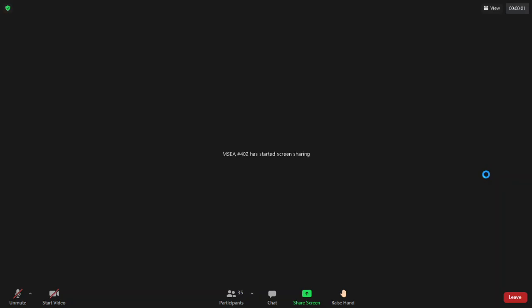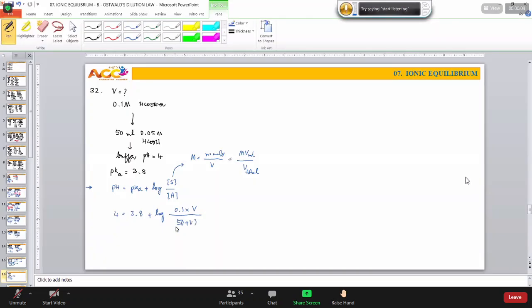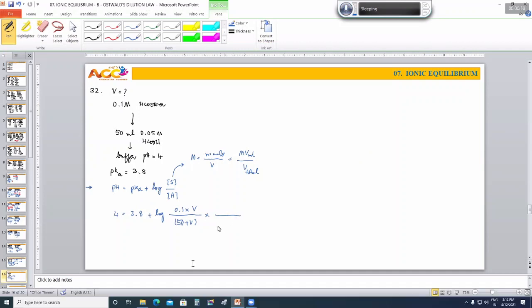Total volume is 50 plus V. Are you able to understand? 50 plus V into concentration of acid, right? Same story, 0.45 into 50 by total volume, 50 plus V, concentration of salt by concentration of acid.